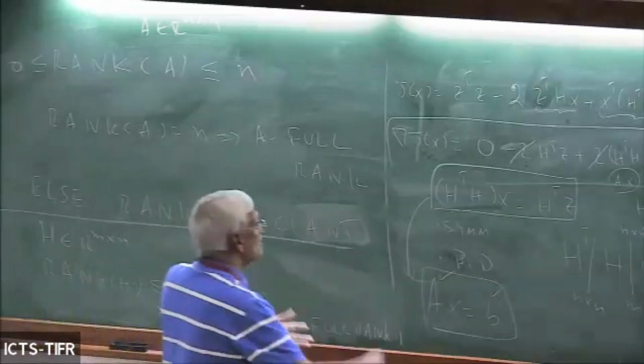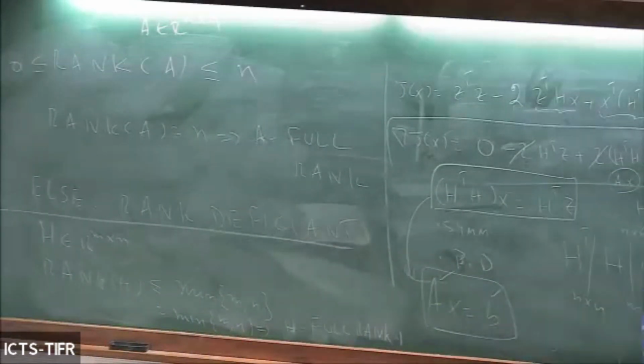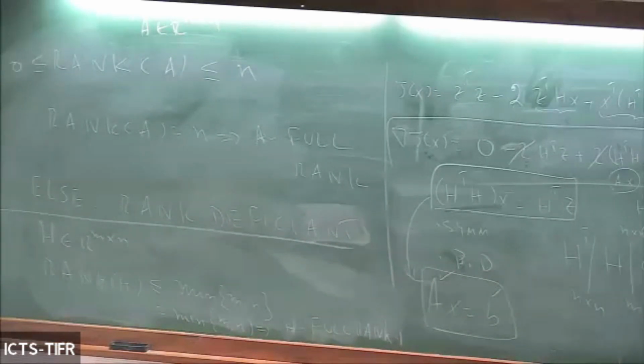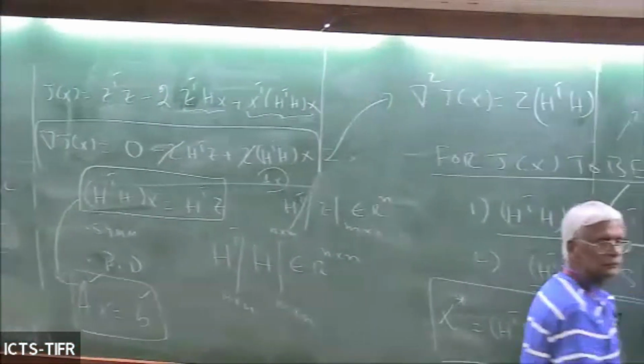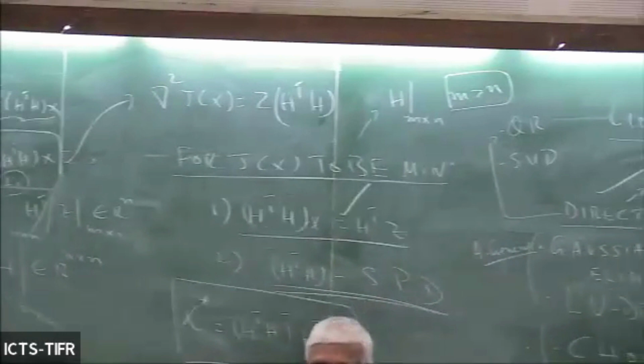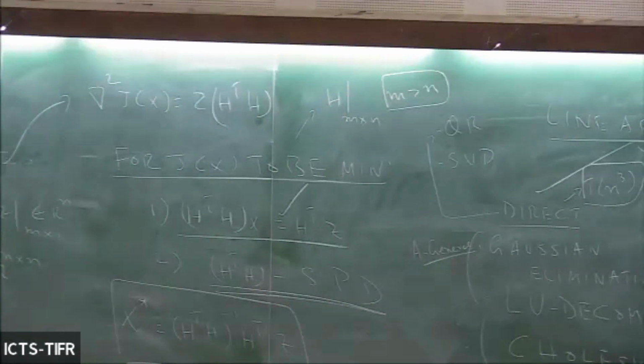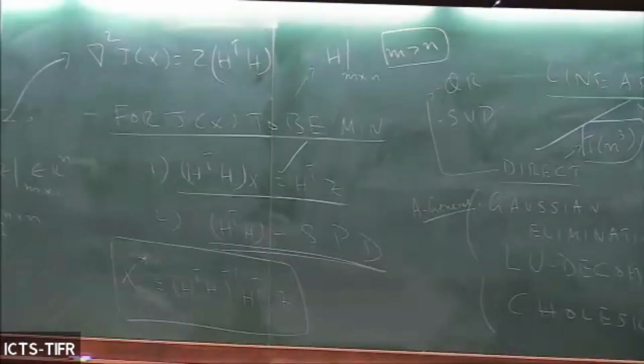So in our problem, I have H. H is the m by n matrix. So what is it that I have already tacitly assumed? H is an m by n matrix where m is greater than n. I have more observations than the number of parameters to be estimated.